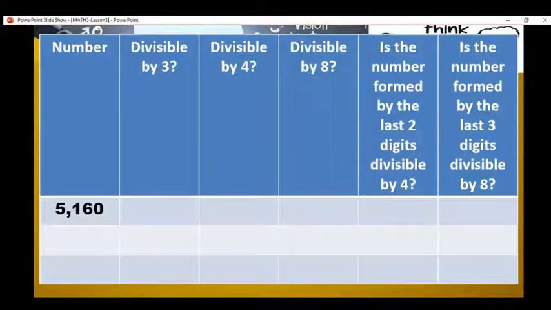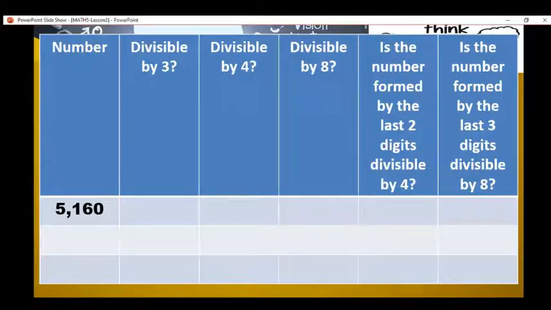Okay, so let's look at the table that we need to fill in. Is the number divisible by 3, divisible by 4, divisible by 8? Is the number formed by the last 2 digits divisible by 4? Is the number formed by the last 3 digits divisible by 8? We will find out the following in this activity.